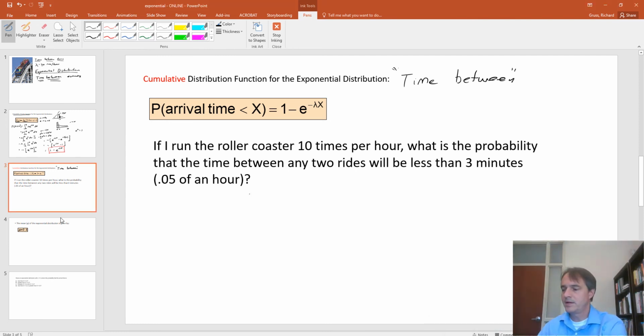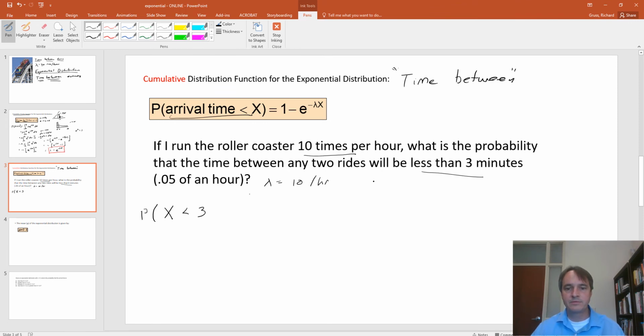Okay, so we can just plug in here. So we have a lambda, this rate, 10 times per hour. So that's 10, and I'm just going to write per hour so that we can be sure we keep our units straight. And so we're asking about the probability that the time between any two rides is less than 3 minutes. Okay, so we've got this format here. So the probability, and I'm going to just use this notation, so the probability that it's going to be less than 3, okay?